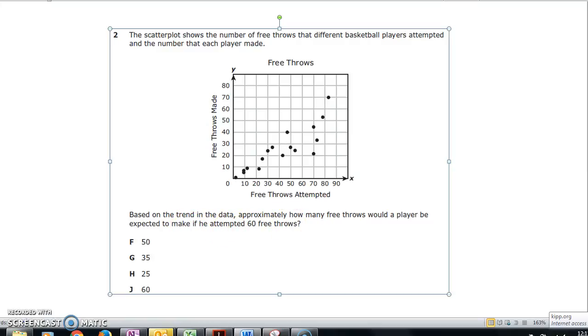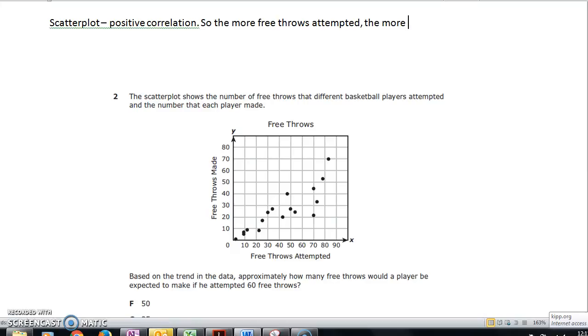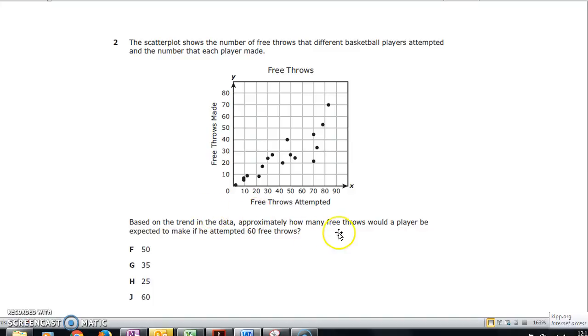Alright, so the first thing I notice is that we have a scatter plot. This problem is comparing free throws attempted with free throws made, and we have a positive correlation. So the more free throws attempted, the more are made. Just some background information. Here's the actual question. How many free throws would a player be expected to make? That's on the y-axis. So how many they make if he attempted 60 free throws.